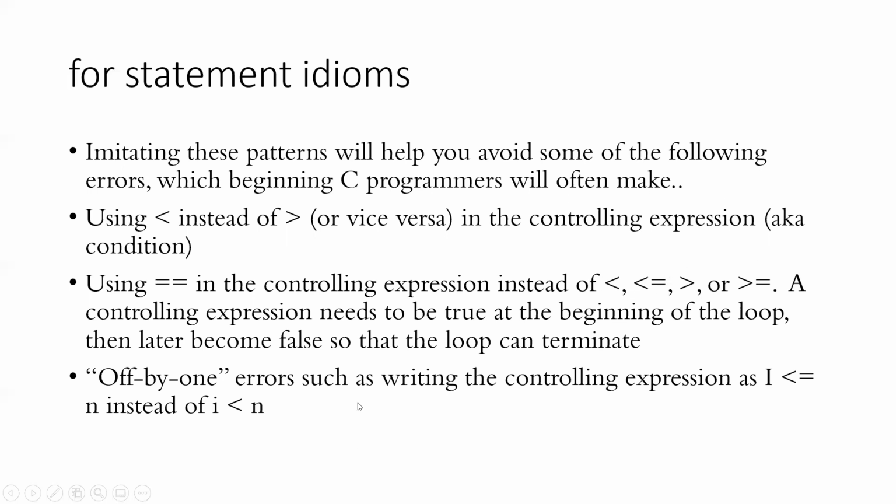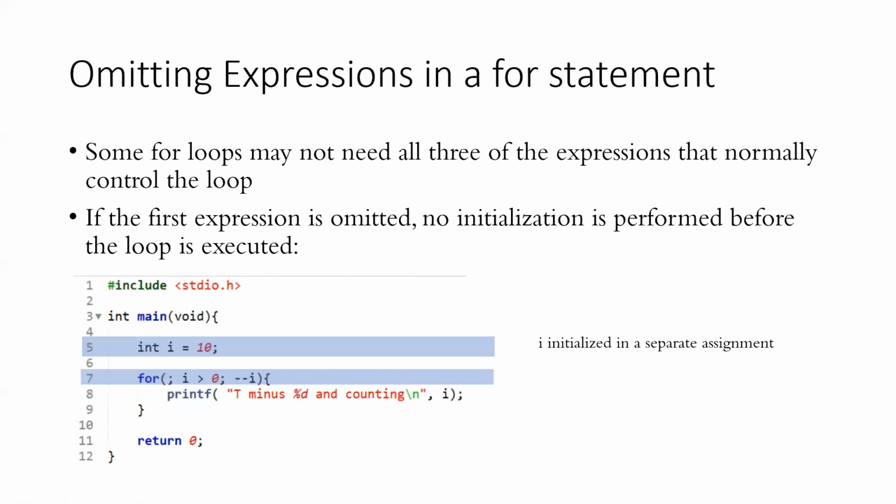Okay, so then there are also off by one errors, such as writing the controlling expression as i is less than or equal to n instead of i is less than n, as I have mentioned. Some for loops may not need all three of the expressions that normally control the loop. That means you can omit expressions in a for statement, but the semicolon should be there, okay?